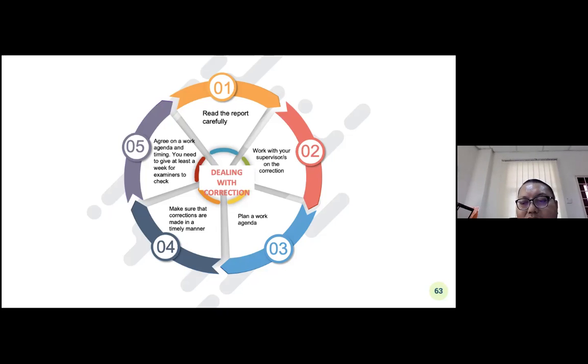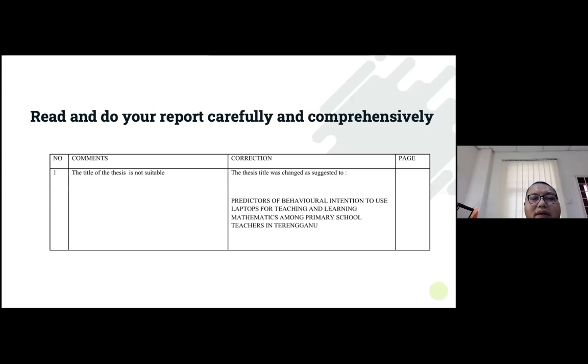So these are the things: don't put pressure on your examiners. And supervisors, you also need to understand and look after your students. So don't give any pressure.